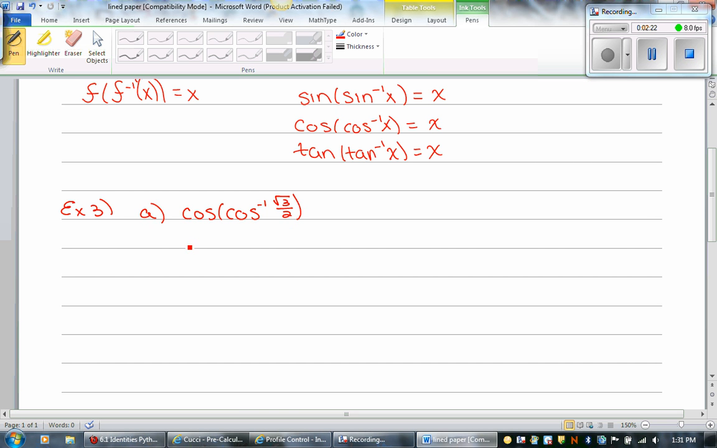So, when is cosine square root of 3 over 2? Well, cosine is square root of 3 over 2 at 30 degrees. And what is cosine at 30 degrees? It's square root of 3 over 2. So it's simply taking it and doing it piece by piece. You do what's inside the parentheses to start and then work from there.